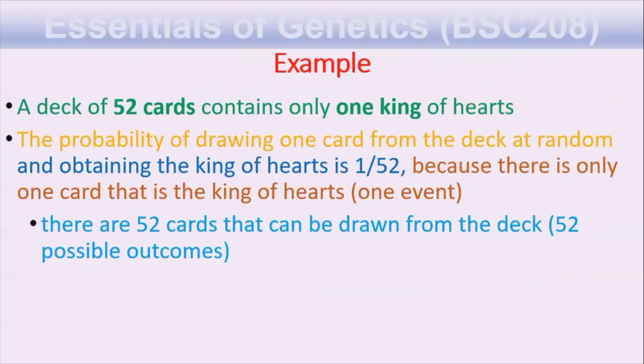Now let us look at this example in detail. A deck of 52 cards contains only one king of hearts, and the probability of drawing one card from the deck at random and obtaining the king of hearts is 1 by 52, because there is only one card that is the king of hearts, and that is one event. There are 52 cards that can be drawn from the deck, so there are 52 possible outcomes. Therefore the probability will be 1 by 52.